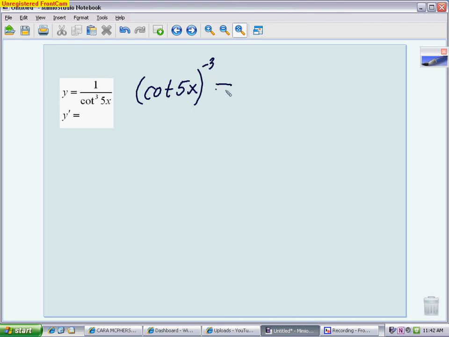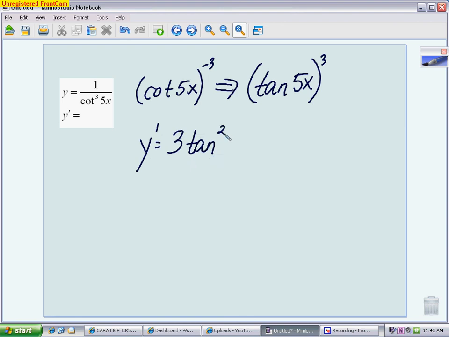So an easier way to do this problem is rewrite it from the very beginning as a tangent of 5x being cubed. If you know those reciprocals, cotangent and tangent, sine and cosecant, secant and cosine, it will help a lot of the trig problems. Now it turns into a type 3 trig chain rule. You are going to derive it by bringing the power out front, taking tangent to a power 1 less, so it now becomes the second power. You can put it in parentheses and put the second outside if you'd like.